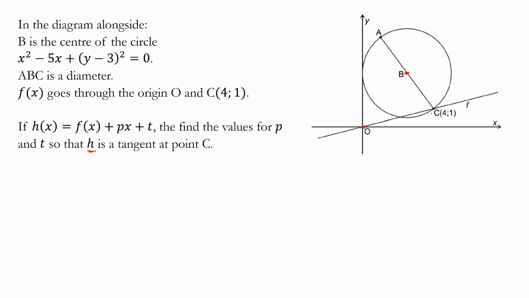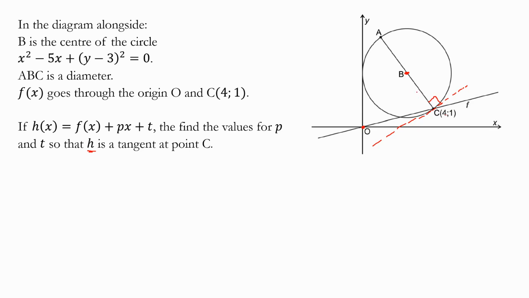So it means we can find the equation of the tangent. Let's try to draw the tangent here. Right, we know that the tangent is perpendicular to the diameter or radius. So if we can get the gradient of BC or the gradient of AC, then we can get the gradient of the tangent. Okay, remember the gradients of lines that are perpendicular are negative reciprocals of each other.